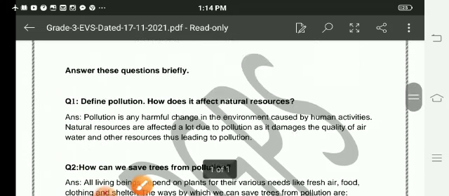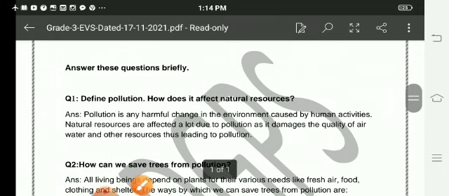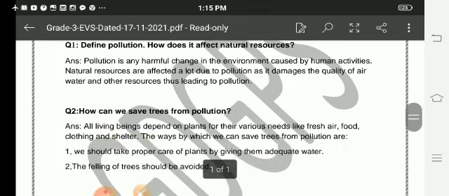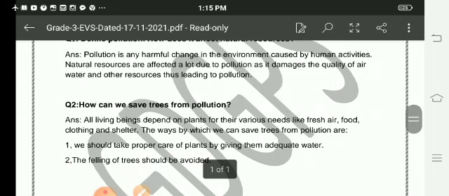Dear students, let me recapitulate. We discussed two questions today. Question number 1. Define pollution. How does it affect natural resources? And question number 2. How can we save trees from pollution?